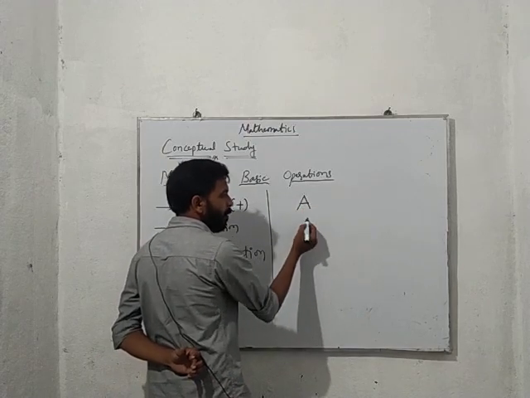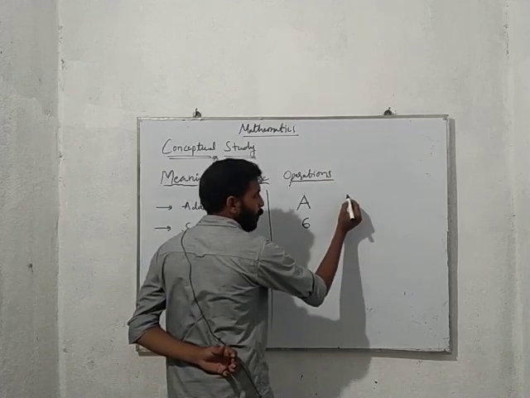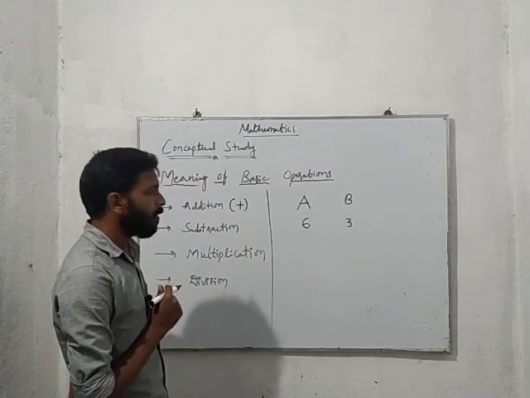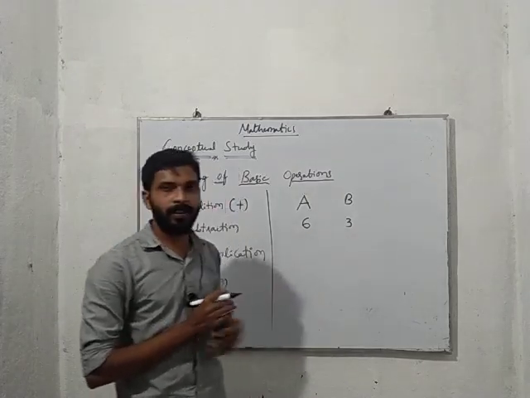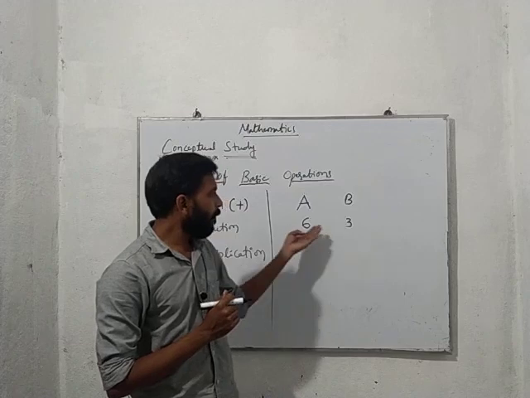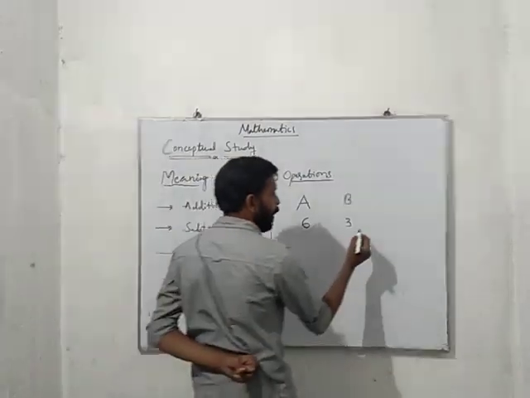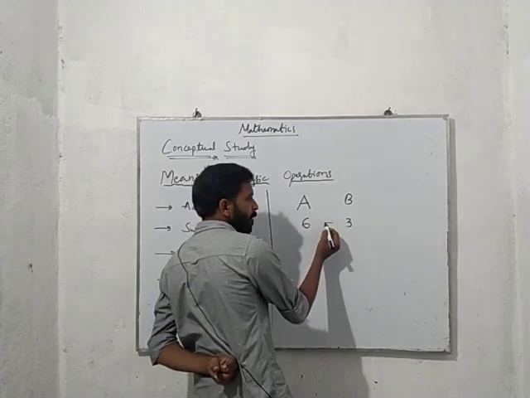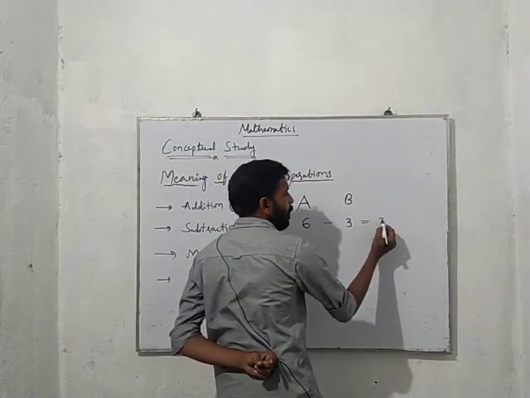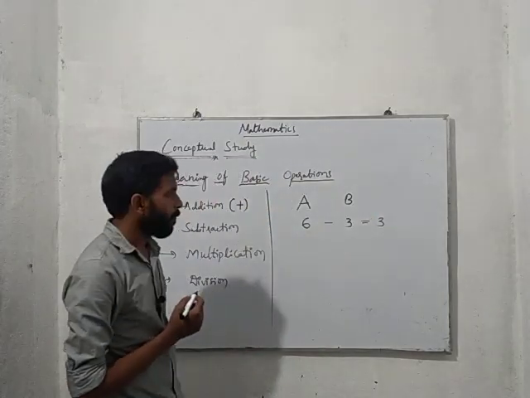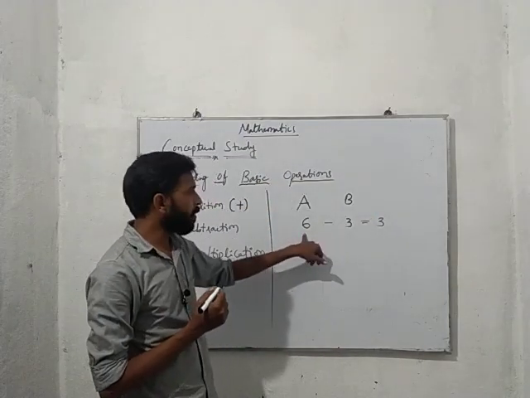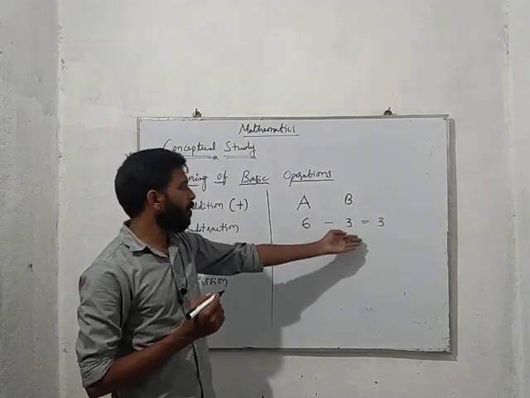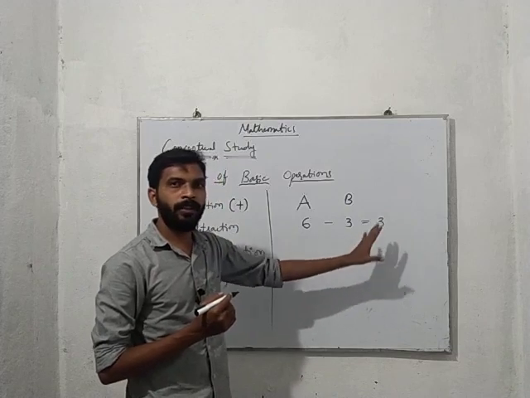Student A has 6 chocolates and student B has 3 chocolates. If I ask you to subtract 3 from 6, what is your answer? Subtracting means you are keeping a minus symbol, and you are going to give the answer as 3. Subtracting 3 from 6, your answer is 3. Correct answer. Nothing is wrong here.